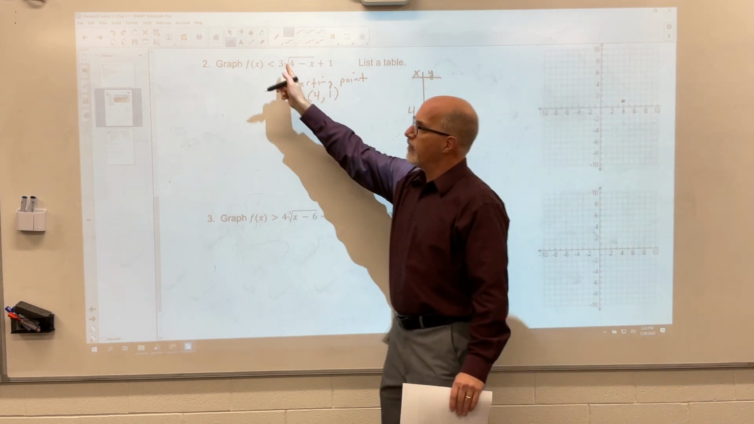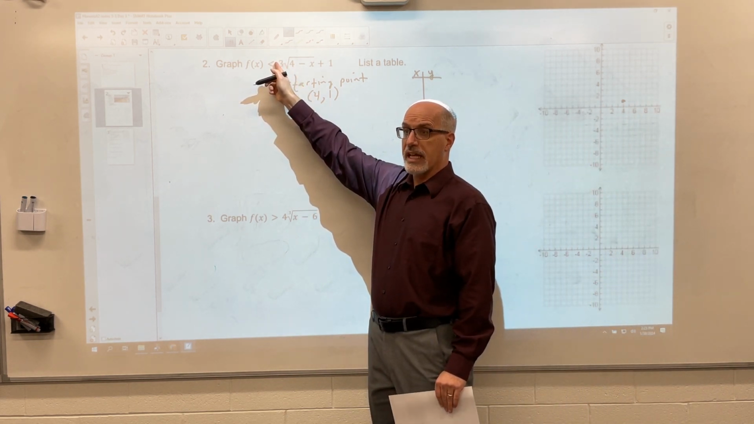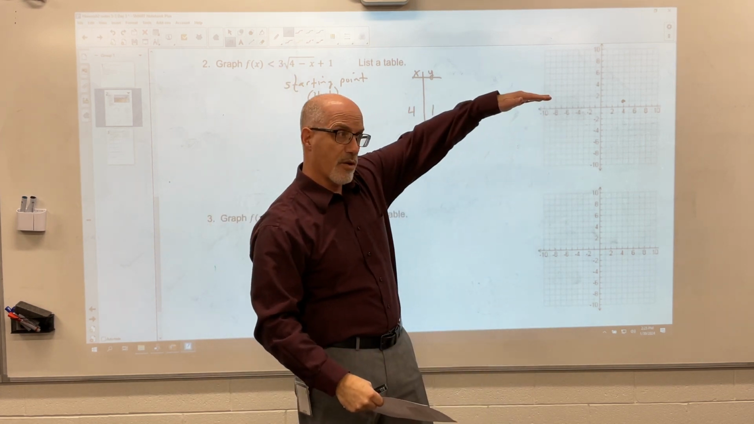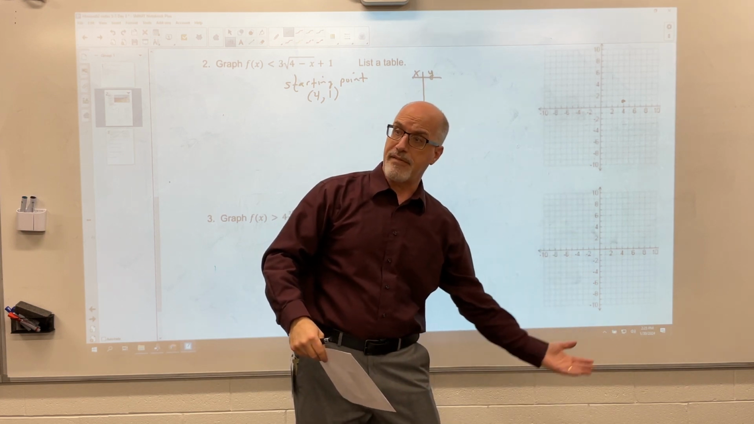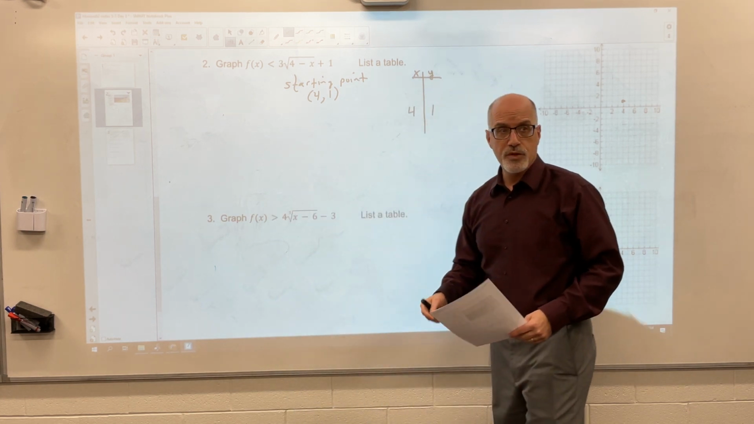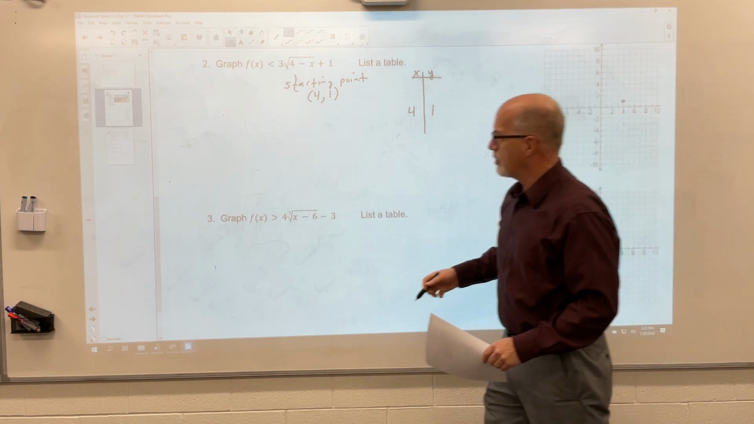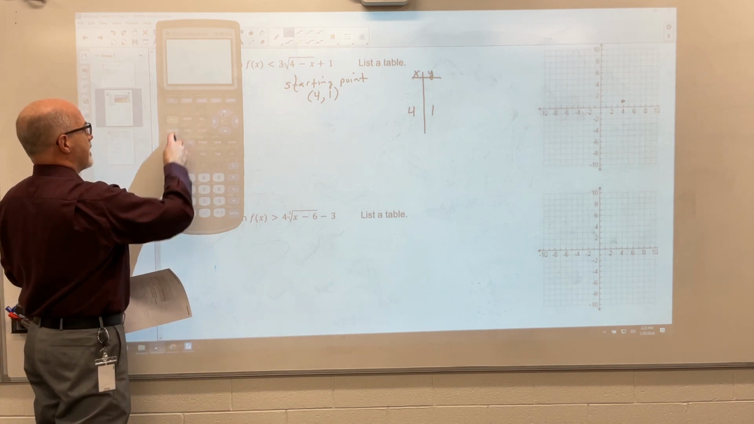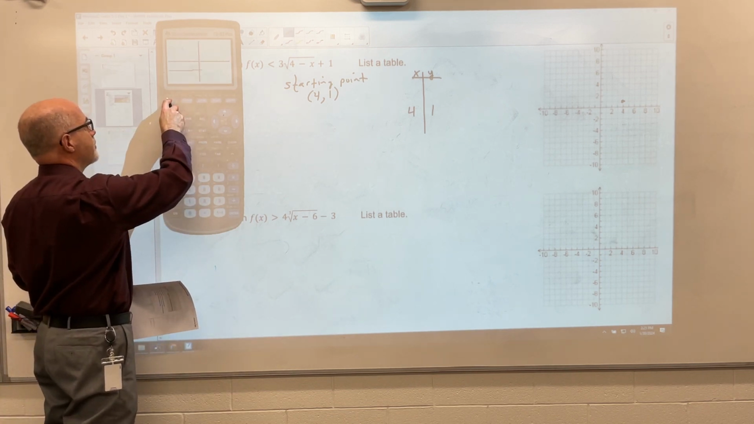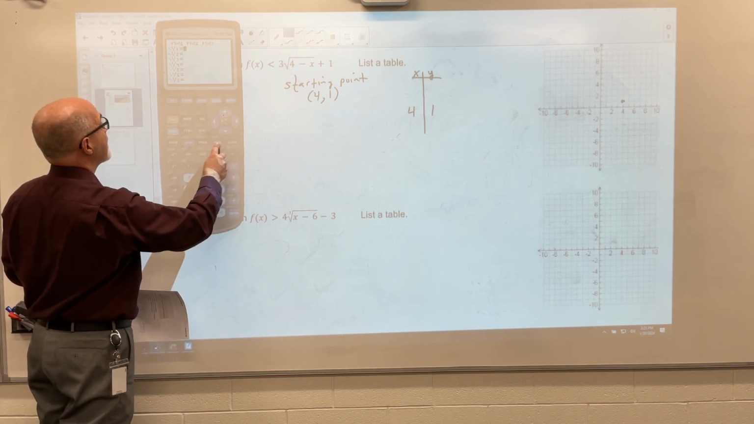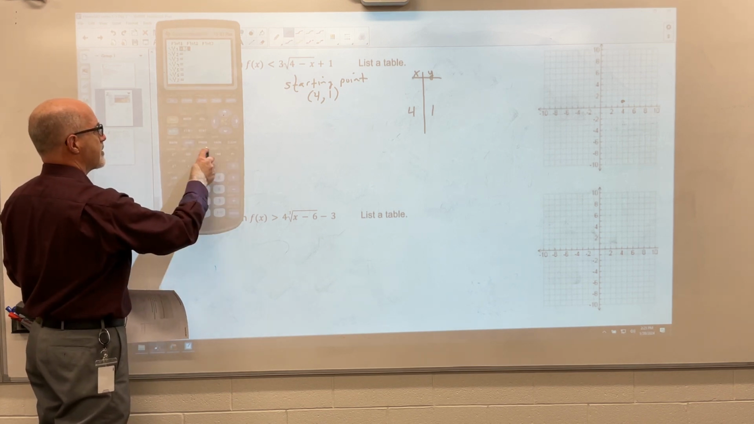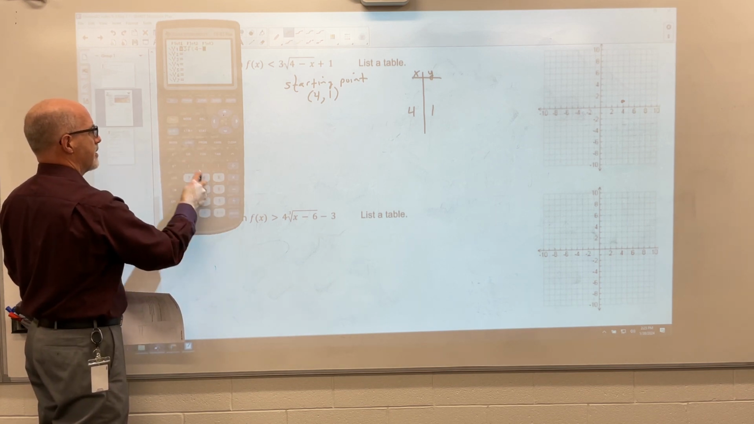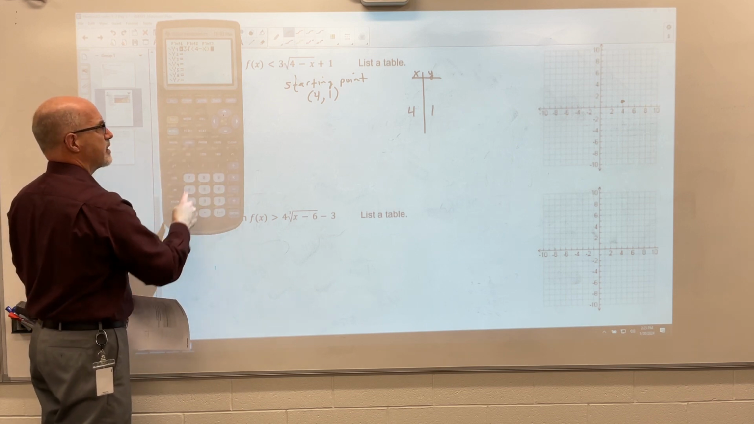If there's a negative in front, where this 3 is, that would flip it over. So instead of being a parabola going like this, it would flip it to the bottom half. So notice those two differences. So I'm going to go to my calculator and enter this in. We clear this off, and I'm going to put 3 times square root of 4 minus x, in the parentheses, plus 1.